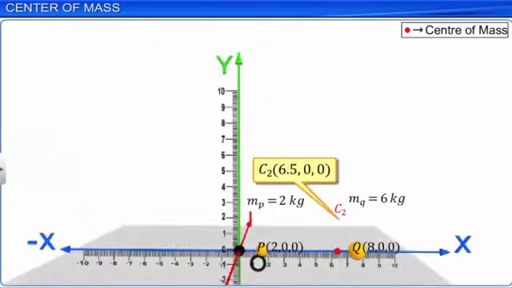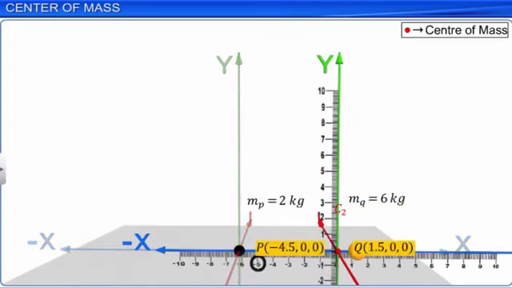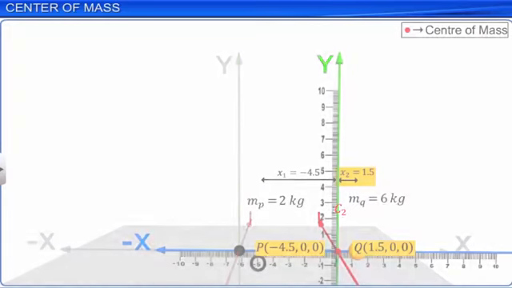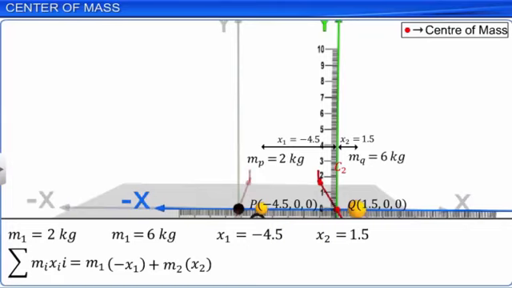In the two-particle example discussed earlier, with masses 2 kg and 6 kg, if the center of mass is chosen as origin, then x1 is equal to minus 4.5 and x2 is equal to 1.5. Sigma mi xi into i is equal to m1 into minus x1 plus m2 into x2, which is equal to 2 into minus 4.5 plus 6 into 1.5, which is equal to 0.